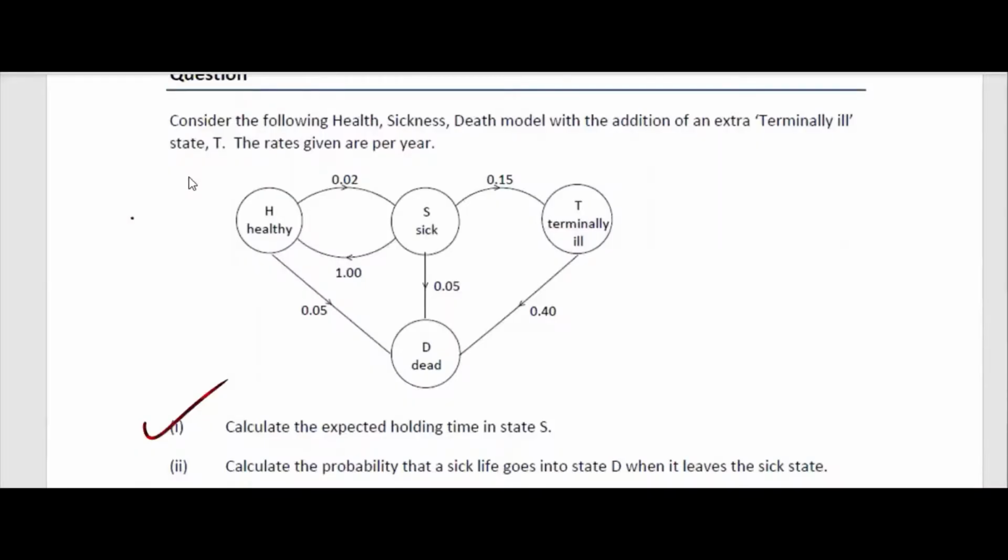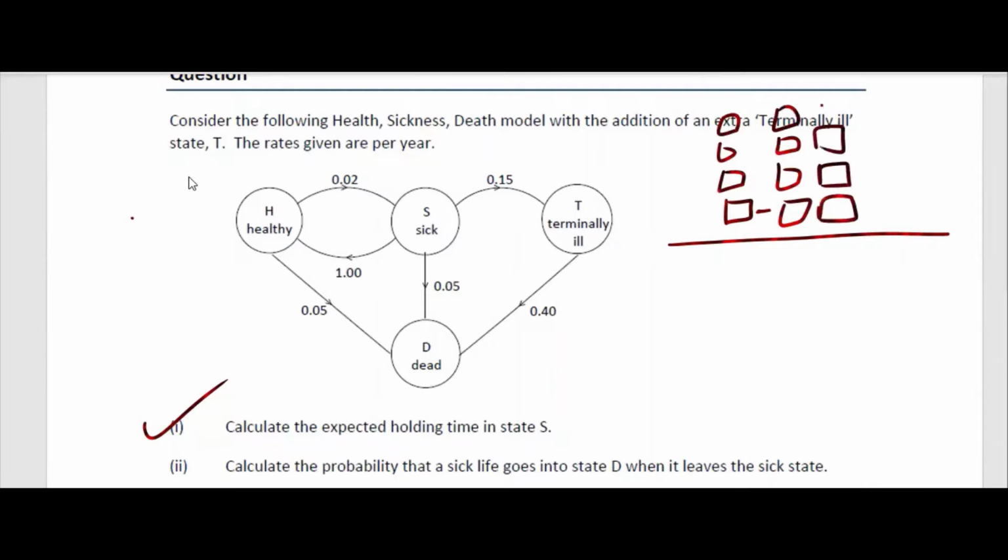Calculate the expected holding time. So when you calculate the expected holding time at S, these are the 4 states here: healthy state, sick state, terminal ill, dead state. If you draw the stochastic process, you will draw this way: 1, 2, 3, 4 in continuous time. Okay, the time is very small here, unlike a particular duration.